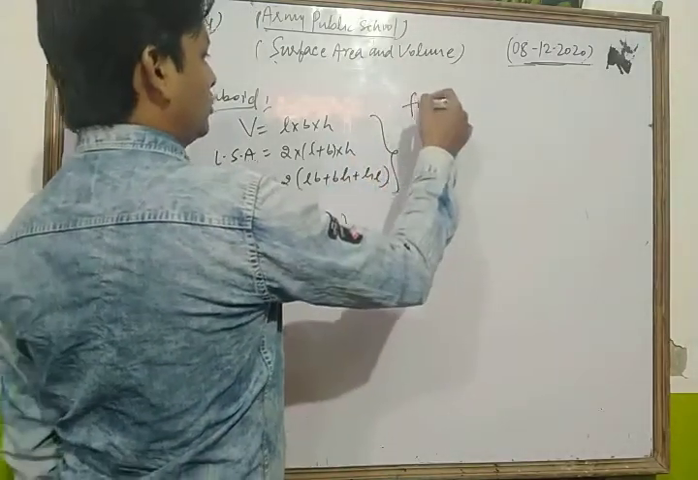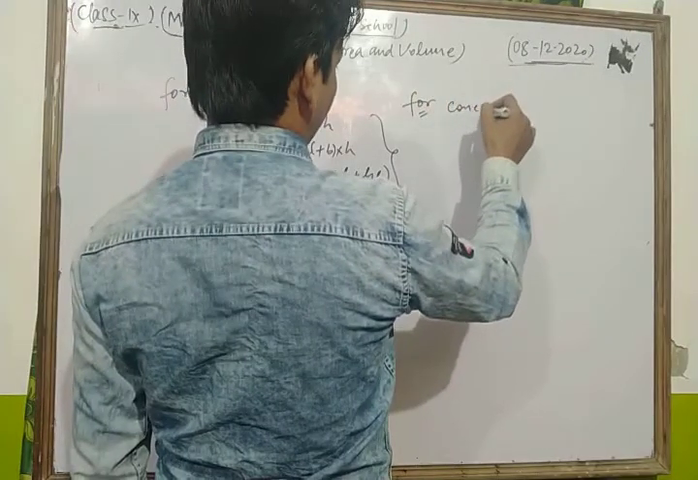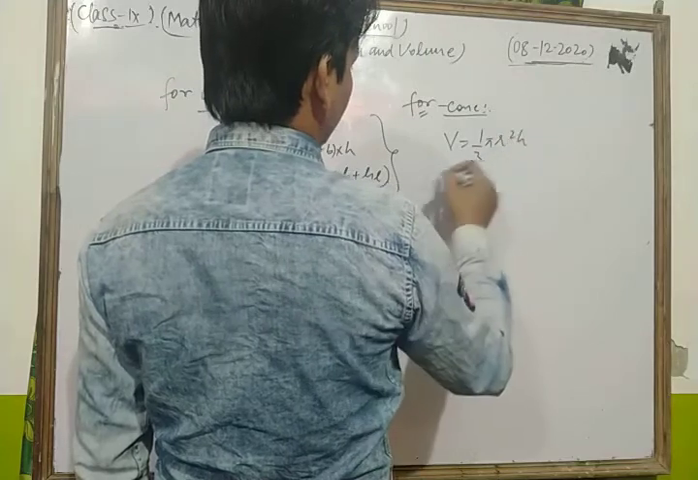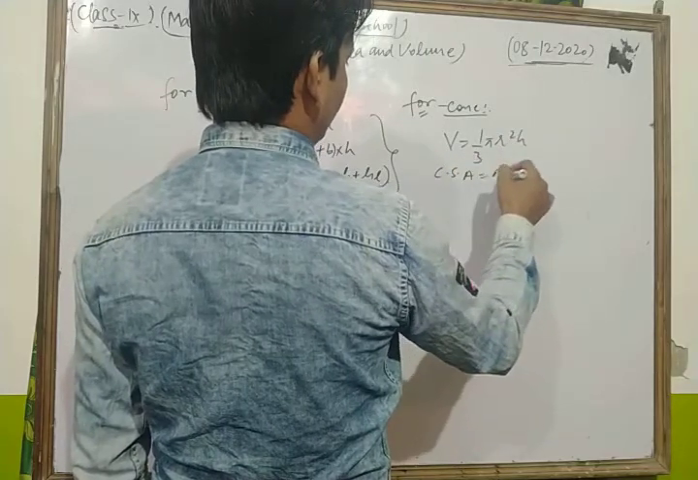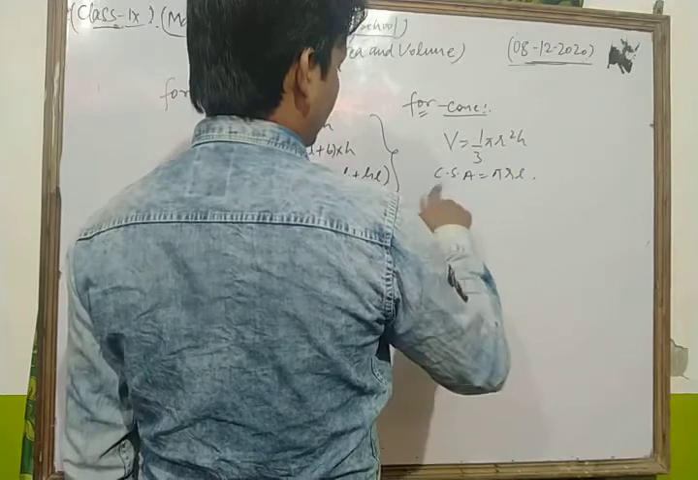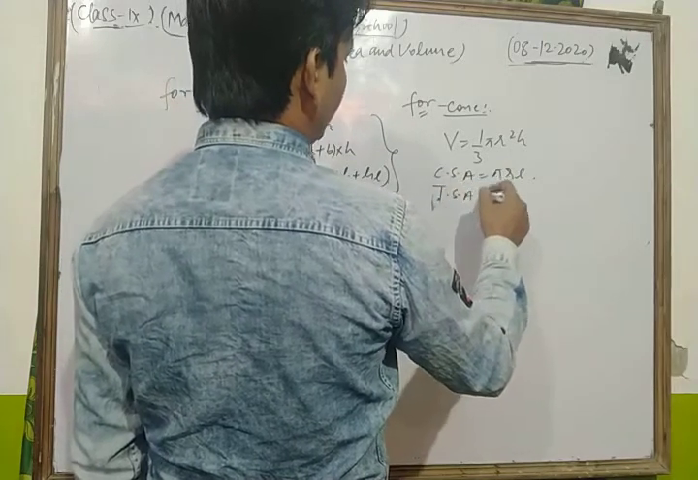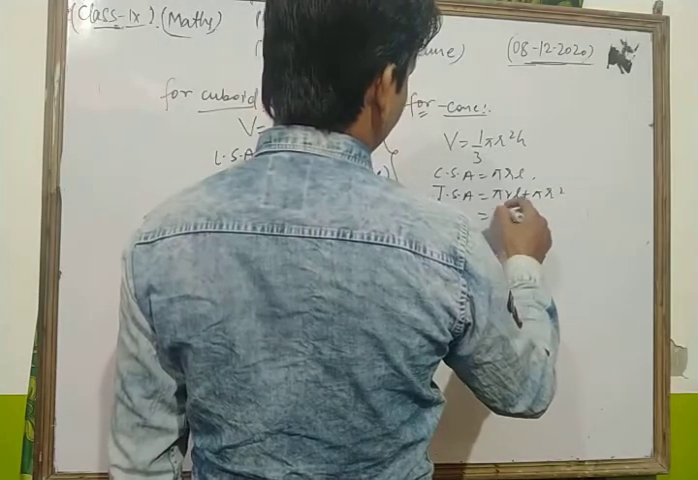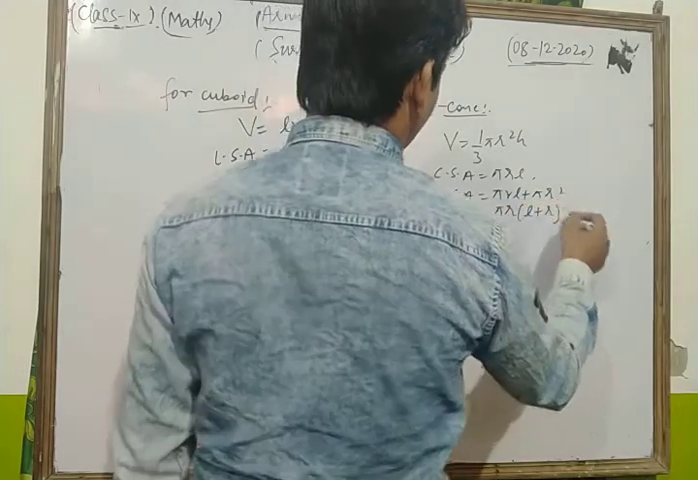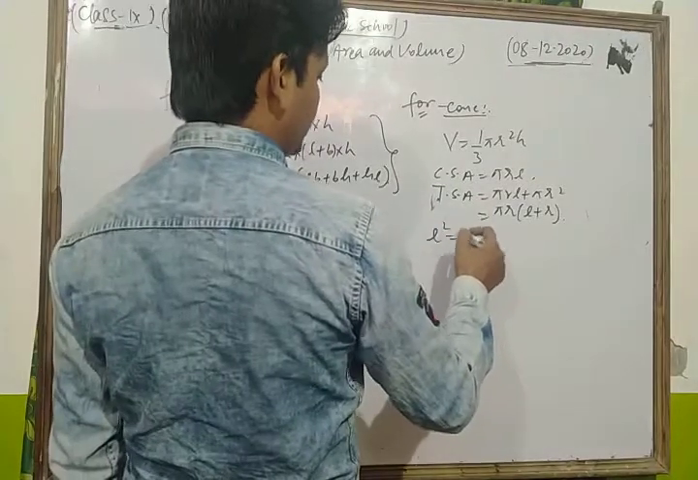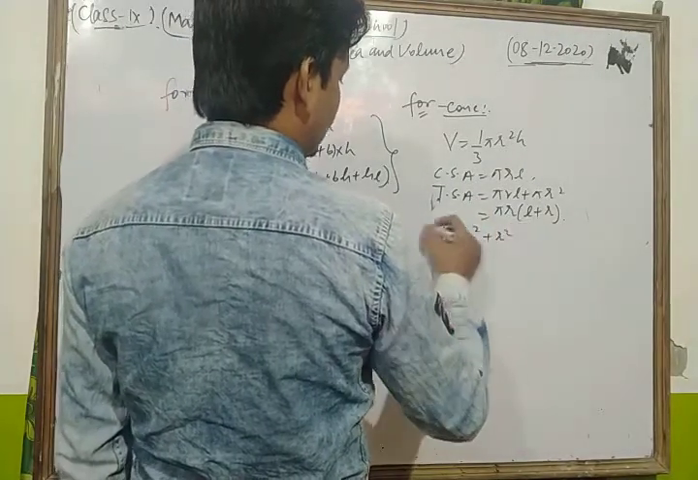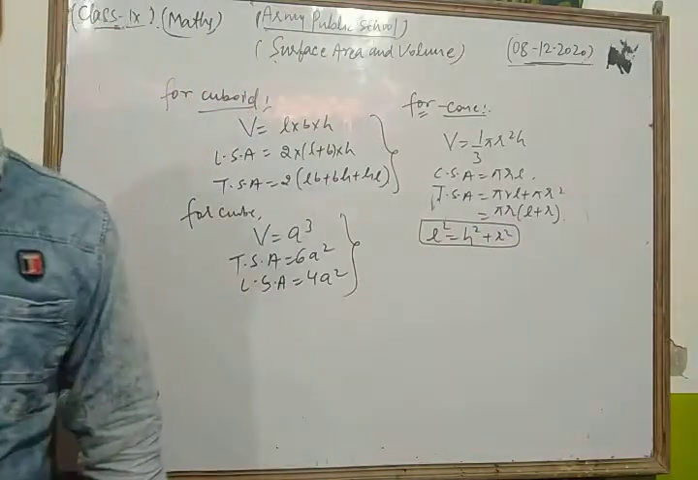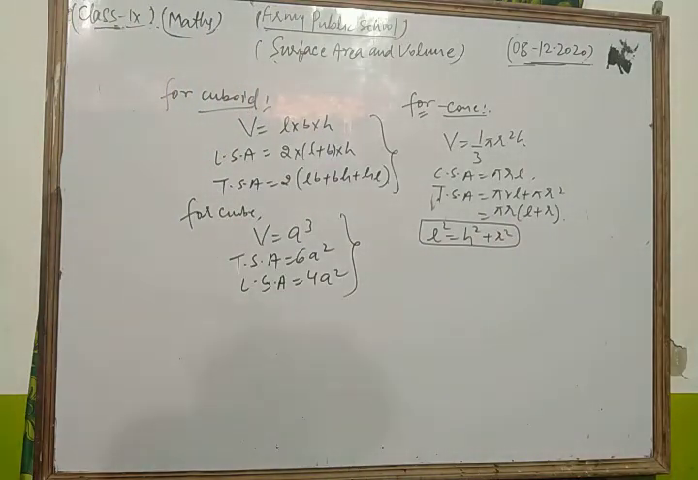And now for cone, the volume of the cone is what? 1 by 3 pi r square h. The curved surface area of the cone is what, dear students? Pi r l. And the total surface area of the cone is pi r l plus pi r square. Taking pi r as common, it is pi r in brackets (l plus r). And this is a very important relationship between l, h and r: l is the slant height of the cone, h is the height of the cone, and r is the radius of the base of the cone.